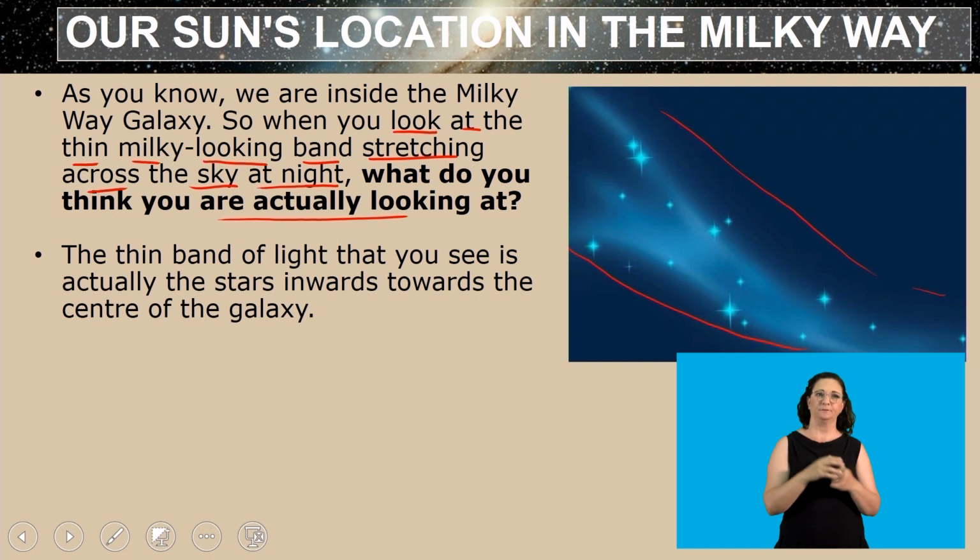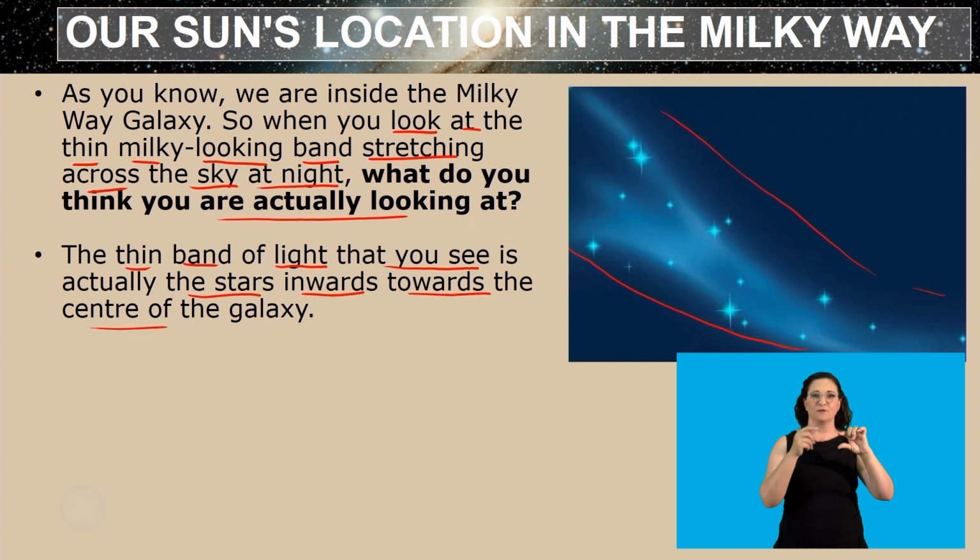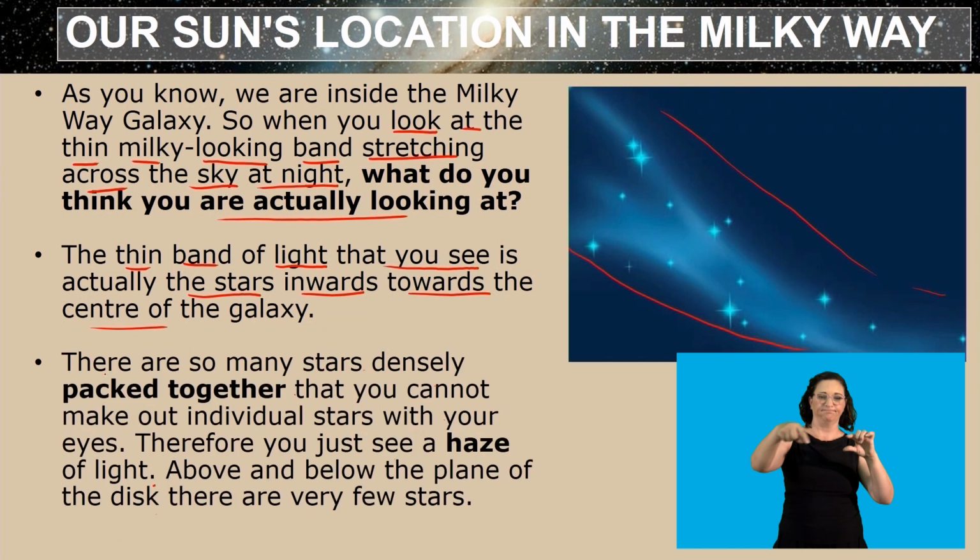You are actually looking at the stars towards the center of the galaxy. There are so many stars densely packed together that you cannot make out individual stars with your eyes. Therefore, you just see a haze of light. And above and below the plane of the disk, there are very few stars, okay?